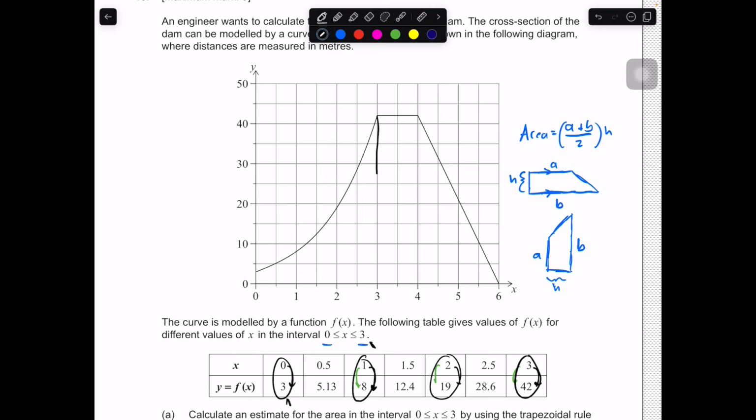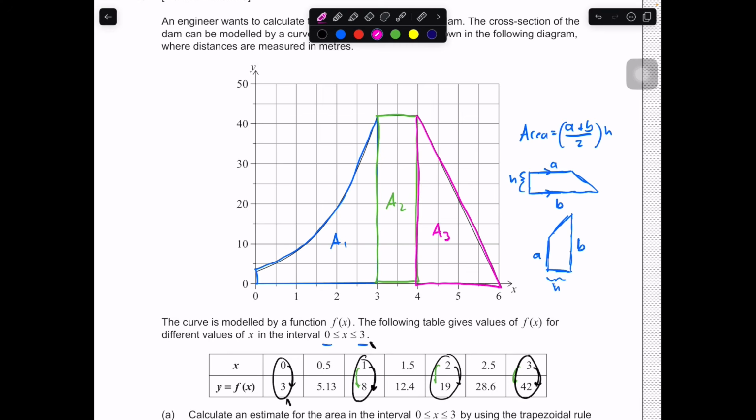The area can be represented in a few parts. We have this part right here, which we can call A1, I suppose. And then we have this part right here, which we could call A2. And then lastly, we have this part right here, which we could call A3.